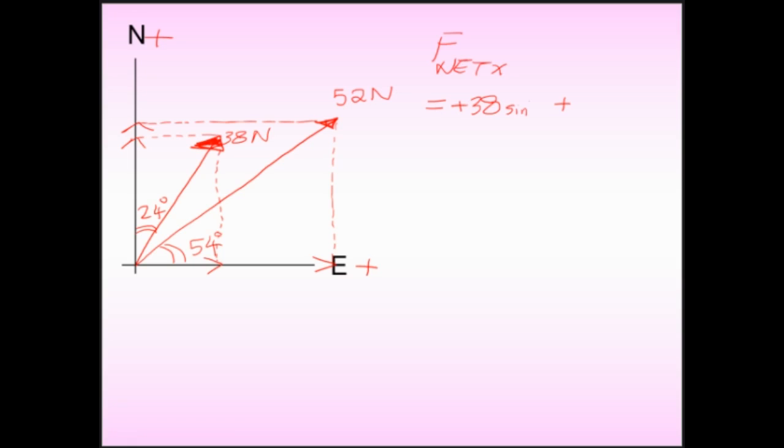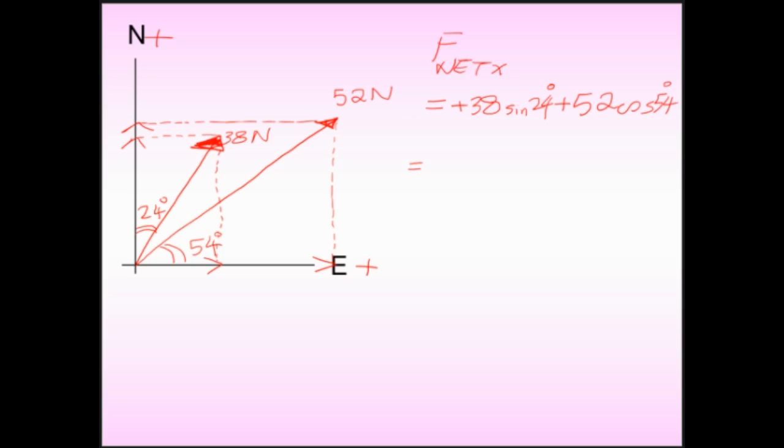Sine of 24 degrees plus 52. But what's the 52 going to be? Sine or cosine? Cosine. Look at what? Because it's all of that, and it's adjacent to 54, so it's cosine. So cos of 54.